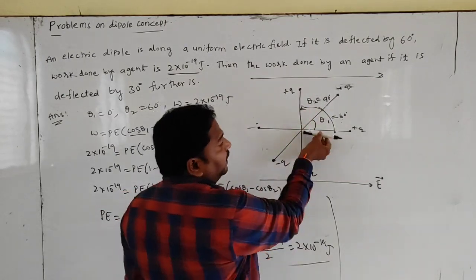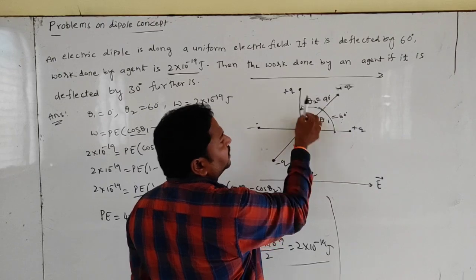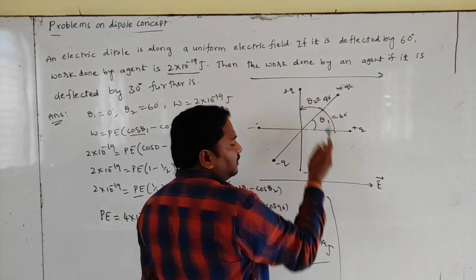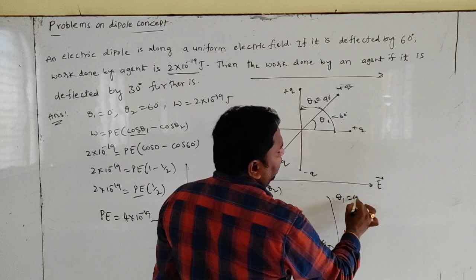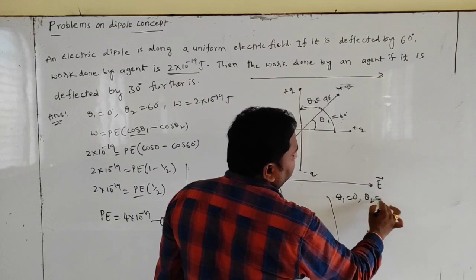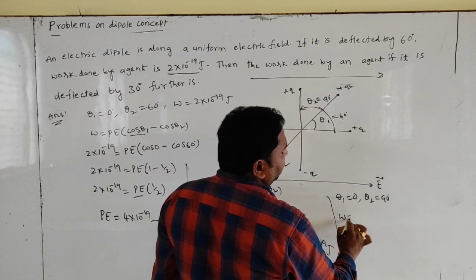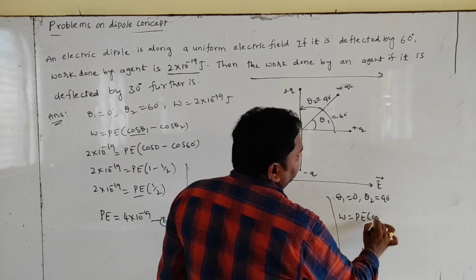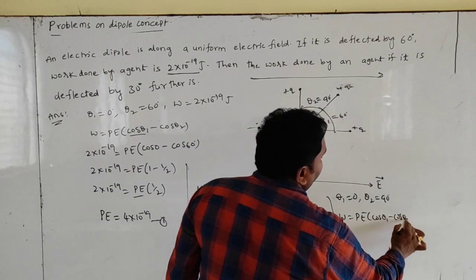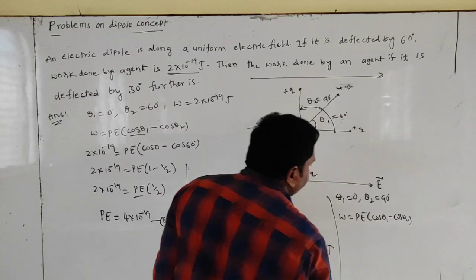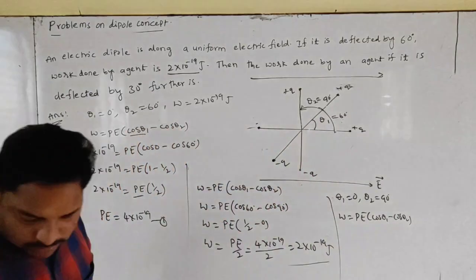Suppose the dipole is displaced from the equilibrium position to 90 degrees. That means we have to take theta 1 equal to 0, theta 2 equal to 90. So at that time we have to use P into cos theta 1 minus cos theta 2. That's how we do the work.